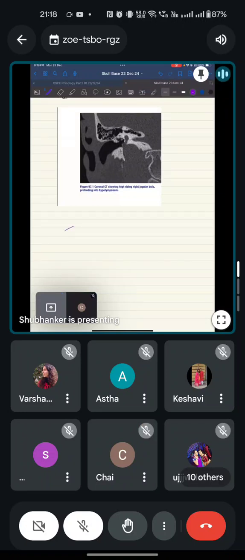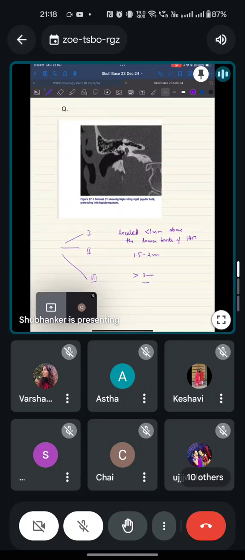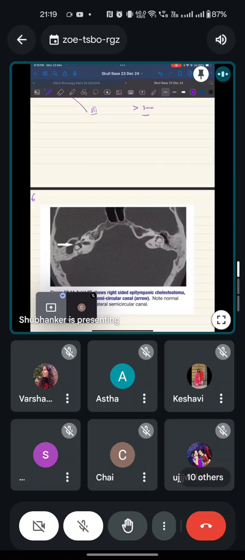Basically it's of 3 grades. Grade 1, grade 2, grade 3. In grade 1, it is located less than 1 mm above the lower border of the IAM. In grade 2 it's 1.5 to 2 mm, and in grade 3 it's more than 3 mm. So it tells you how likely you are to encounter the jugular bulb as you approach the middle ear floor. Images are from Scott Brown itself.